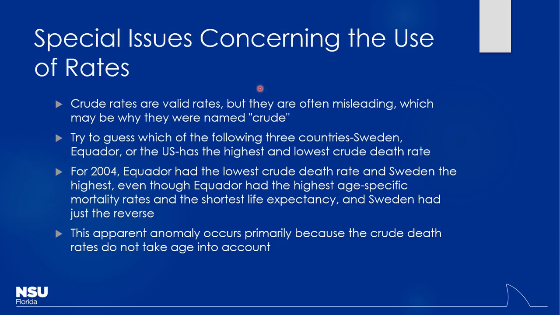So let's look at some comparisons here to see why we might want to adjust for these things. So try to guess which of the following 3 countries, and don't look ahead, don't ruin it for yourself. Which of the 3 countries, Sweden, Ecuador, or the U.S., has the highest and lowest crude death rate? What do you think? Who's the highest? U.S. The U.S.? Yeah. Crude. Who's the lowest? Sweden? Interesting.